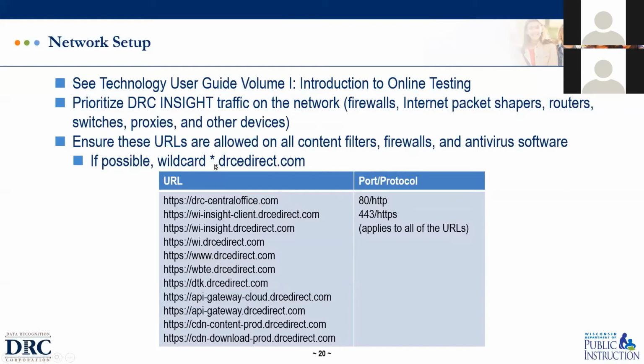If at all possible, if you can wildcard drcedirect.com, that will cover a lot of these. But if your firewalls or filters or antivirus don't allow you to do that, put each one of these in there. And the other thing that we recommend, if you can, is give the DRC Insight traffic on the network a priority. If you can do that through network shaping, all the better student experience students are going to be able to get.